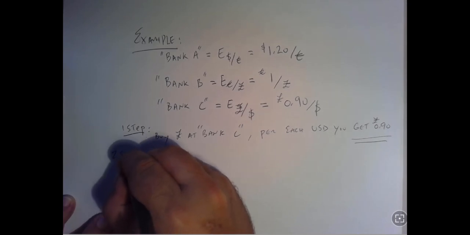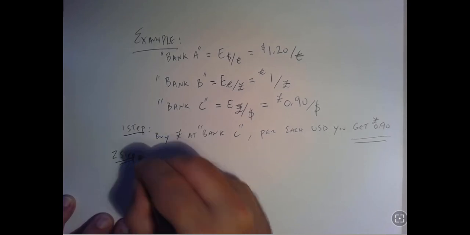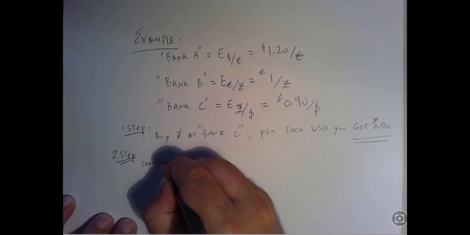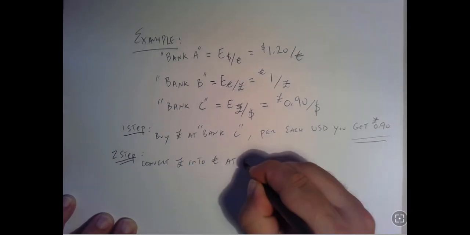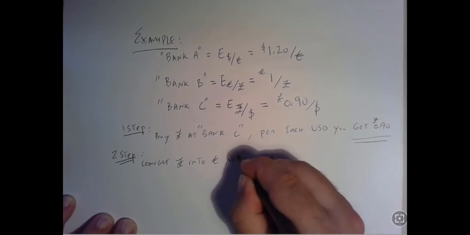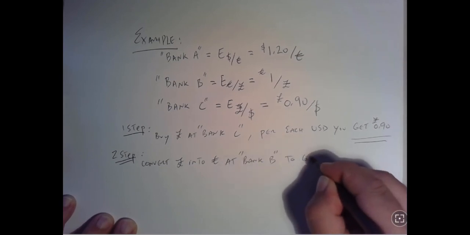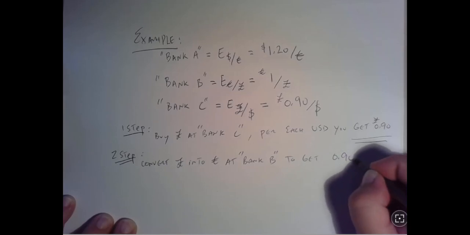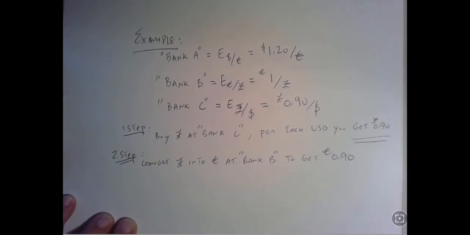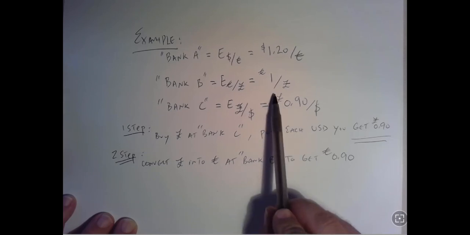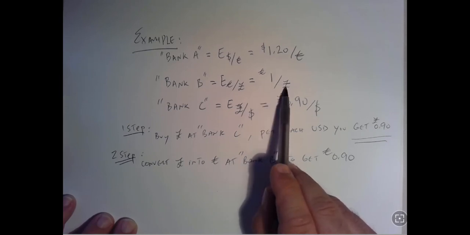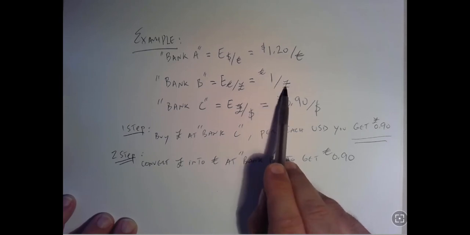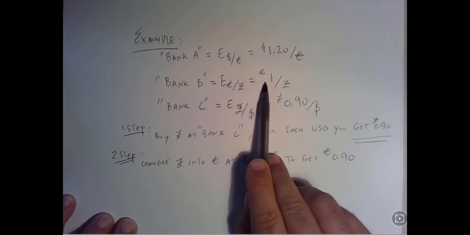So $10 will be times 10, and so on. Second step, convert pounds into euros at Bank B to get 0.90 euros. Note the code is parity. Per £1 you get a euro. Per 90 cents of a pound you get 90 cents of a euro.